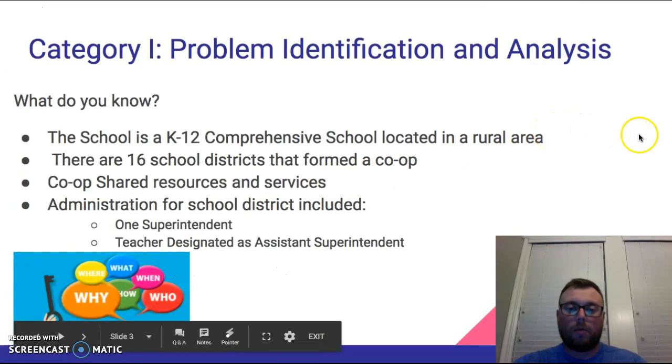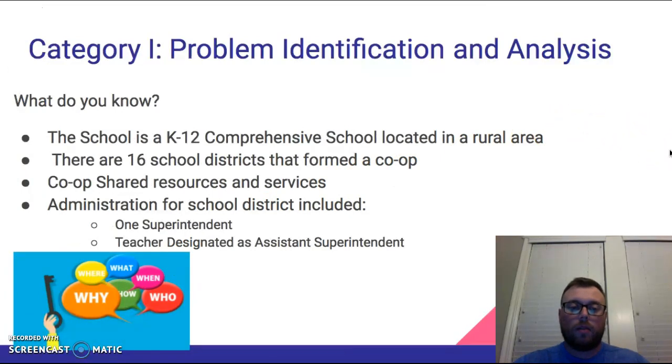Category 1, problem identification and analysis. So what do we know? We know that it's a K through 12 comprehensive school located in a rural area. There are 16 school districts, and they formed a co-op. Within that co-op, they share resources and services.